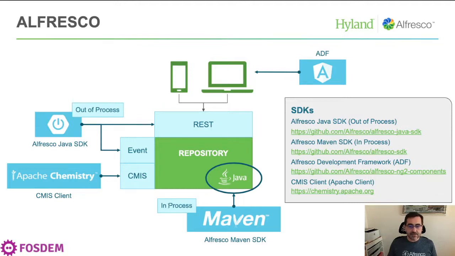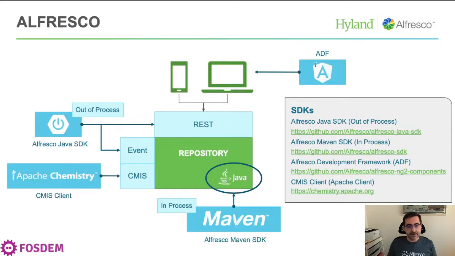The in-process SDK, relying on Maven archetypes, allows you to extend repository features by using internal Alfresco APIs. This kind of extension is packaged as JAR libraries, and that may be added to the Alfresco deployment as an additional library. Note that this step requires restarting the repository application.